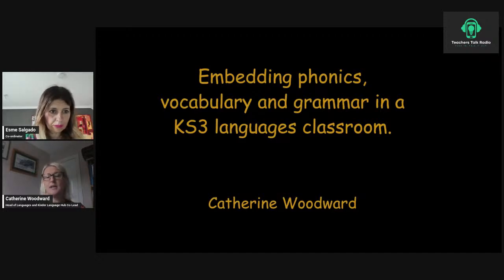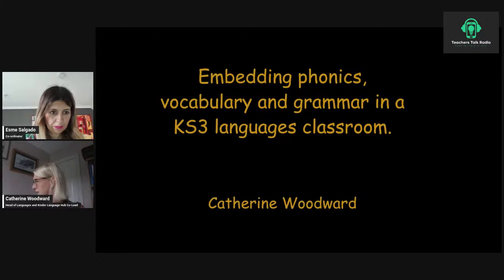So what I do is I have a phonics of the day. We only have year 7 and year 8 at the moment, and so with our phonemes, we have phonemes of the day.